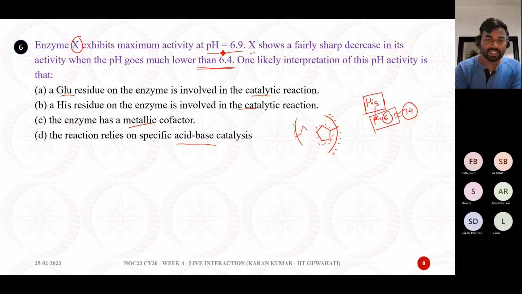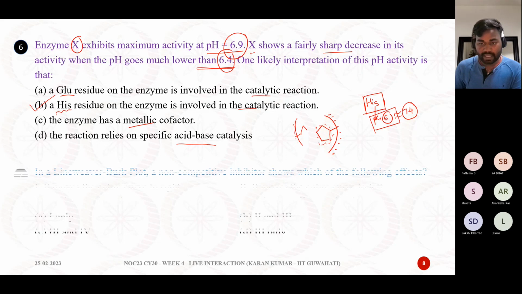Here the pH is showing that it is at 6.9, close to physiological pH, which is only possible in the case of histidine. So if the pH goes much lower than 6.4 and there is a sharp decrease in its activity, it is likely interpreted that the histidine residue is involved in the enzyme catalytic reaction.